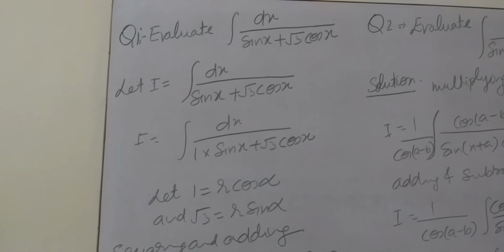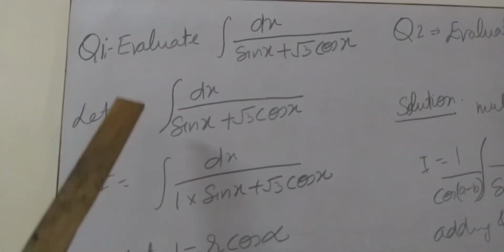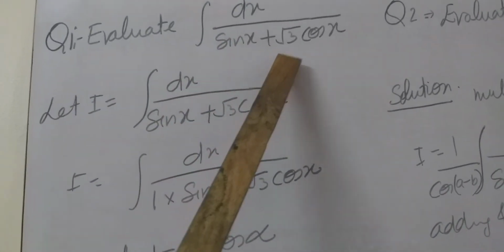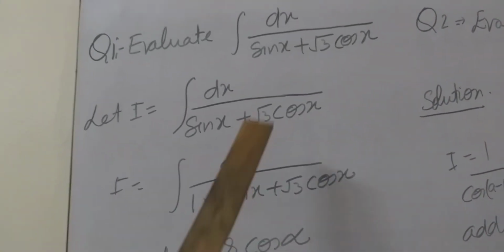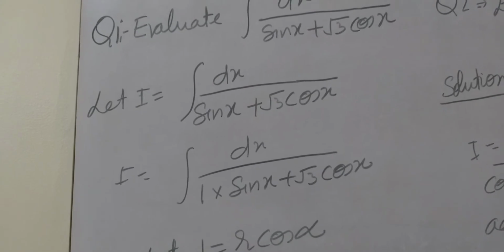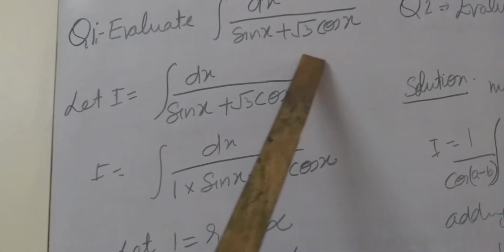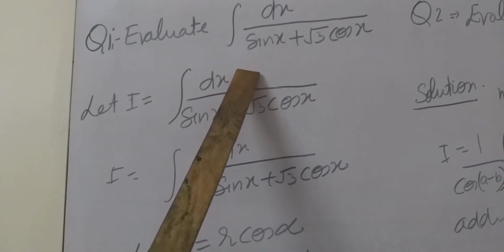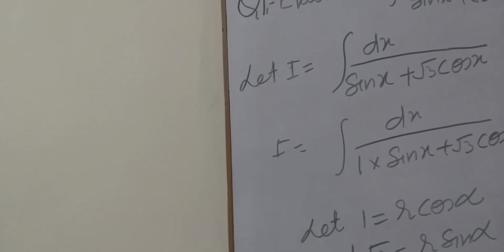Let us solve some typical questions of integration. Evaluate the integral of 1 upon sin x plus root 3 cos x dx. Its integral we have to find out. So students, when this kind of question is there, we can use the sin a plus b formula: sin a cos b plus cos a sin b equals sin a plus b.